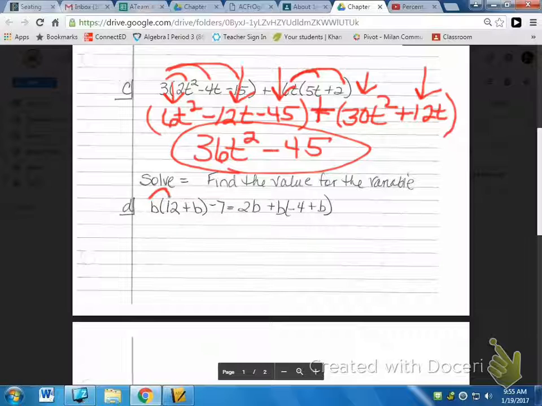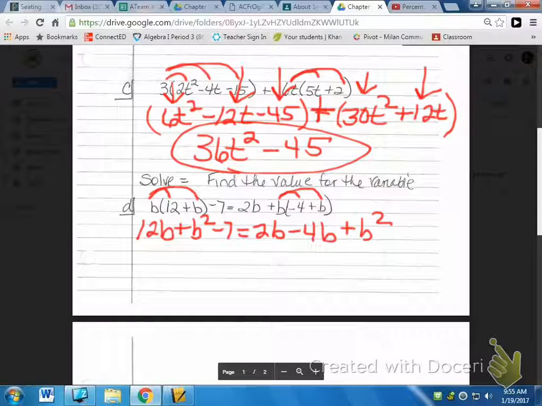Okay, so we're going to take b times 12. Okay, so b times 12 is going to be, I couldn't hear what you said. 12b, and then b times b is b squared. And then bring down minus 7. Definitely bring down your equal sign, don't forget that. Bring down 2b. Now, b times negative 4, negative 4b, and b times b, b squared.